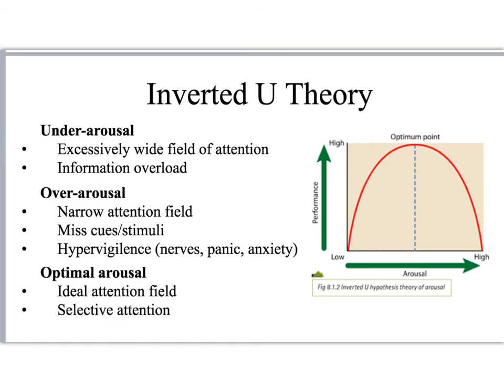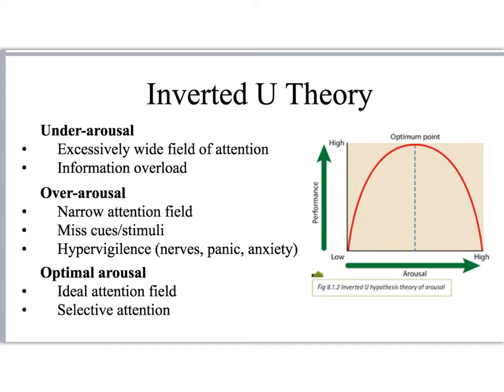So the final part of this inverted U that I want you to make notes on from this screencast is this concept of what it actually means for under, over and optimal arousal. How does this actually affect performance? So first off, we'll look at the under-arousal, down this side here on the graph.